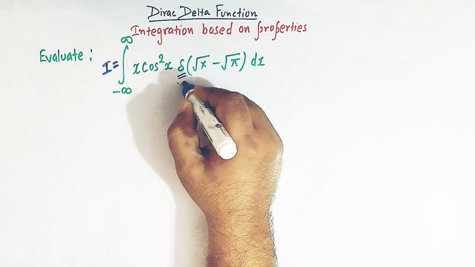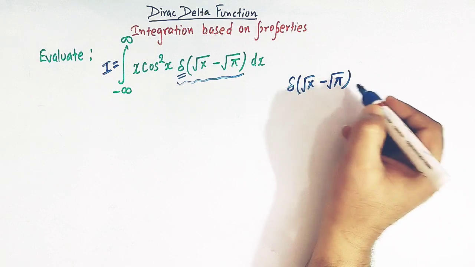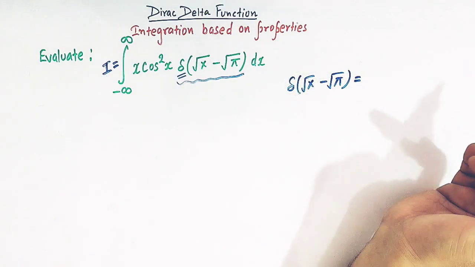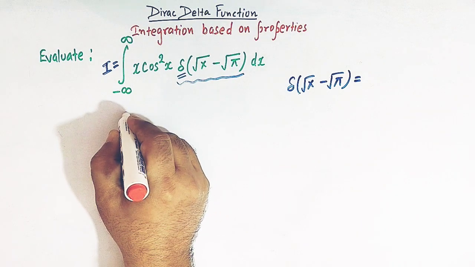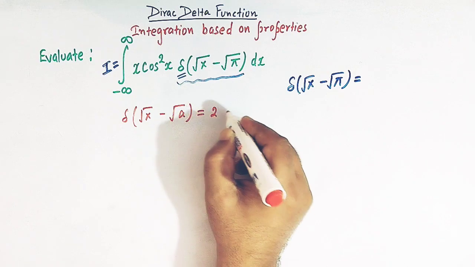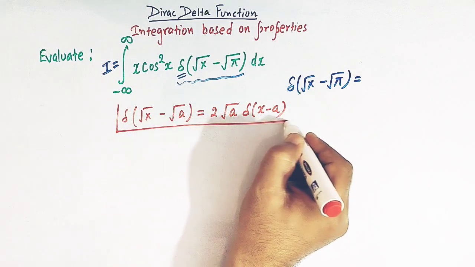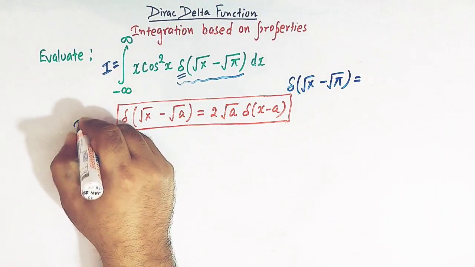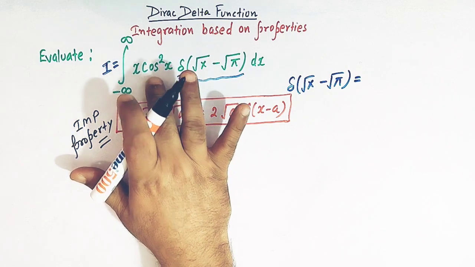Now see here, we have the function delta of square root of x minus square root of pi, and our prime aim in this problem is to simplify this delta function. We'll use one important property of the Dirac delta function, which says that delta of square root of x minus square root of a is equal to 2 times square root of a and delta of x minus a. This is an important result, and we'll use this property to simplify this integral.